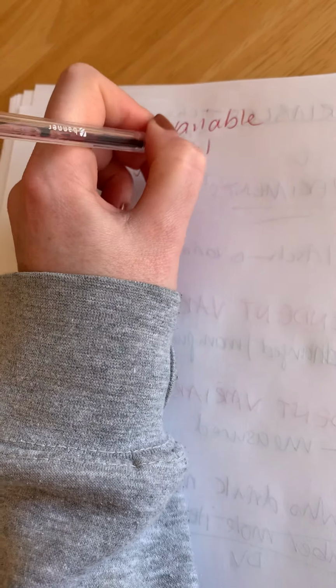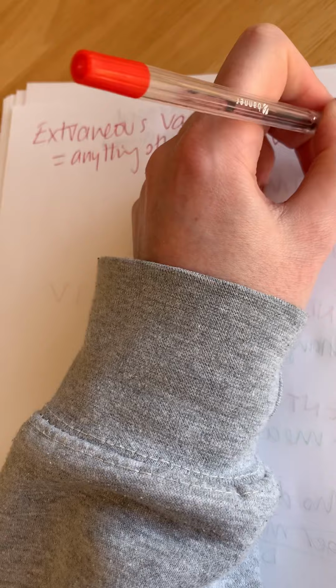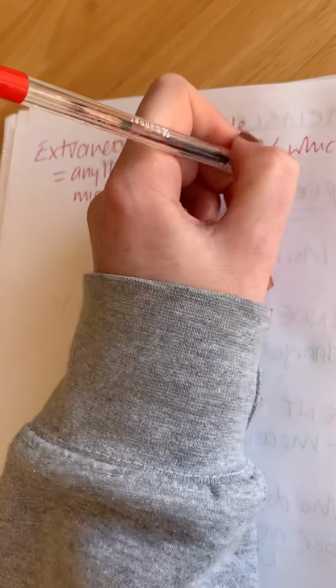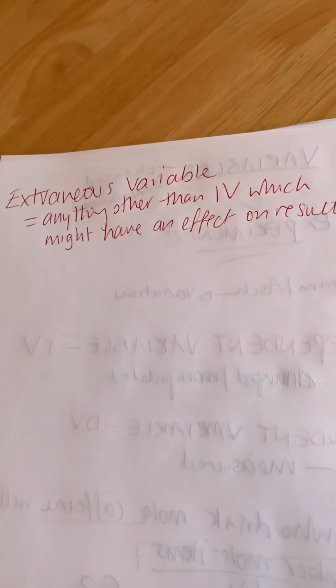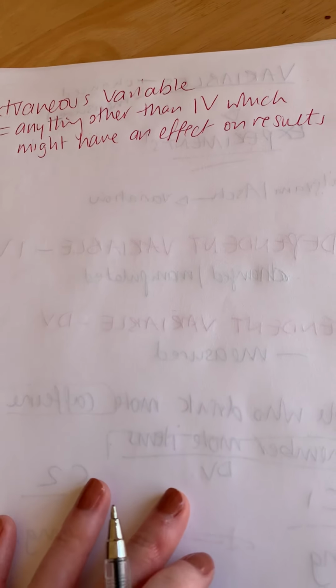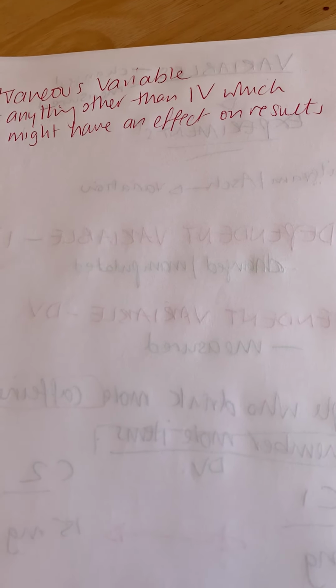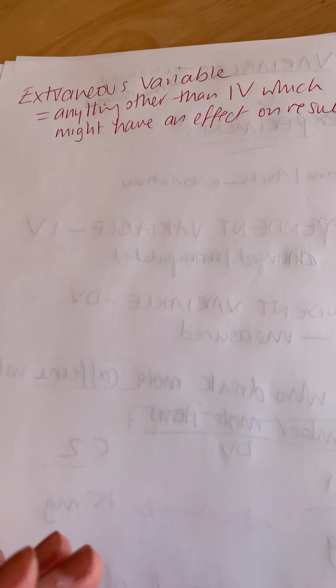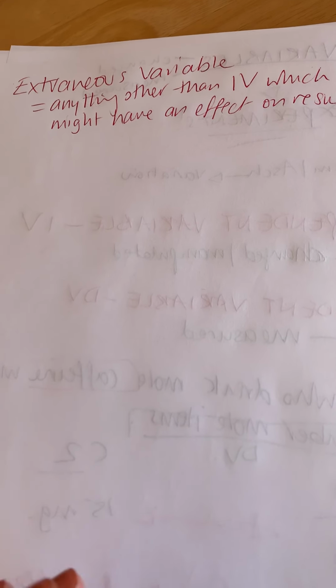Okay, so another type of variable is called an extraneous variable, very big fancy word. So an extraneous variable is anything other than the IV which might have an effect on the results. Because we are studying human behaviour, we can never guarantee that our results are solely due to what we have manipulated or what we have changed or what we're investigating.